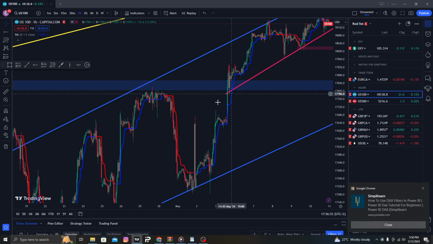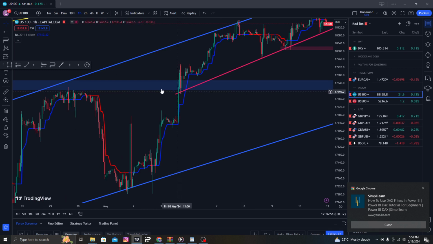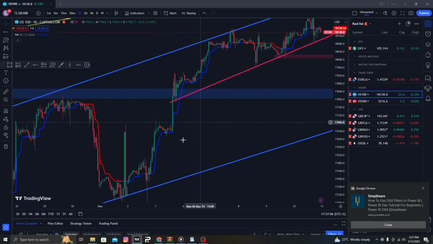For example, for me, price just broke this level, retested. I was just going to use this indicator to see if it's buying. It's still continuing with the buy. You see, it's still continuing with the buy. So I was going to enter this trade until this level here.